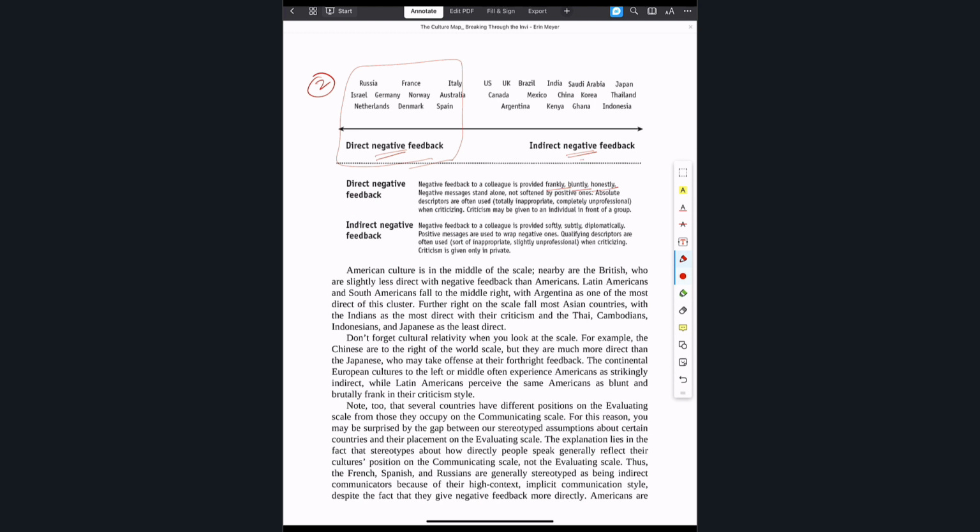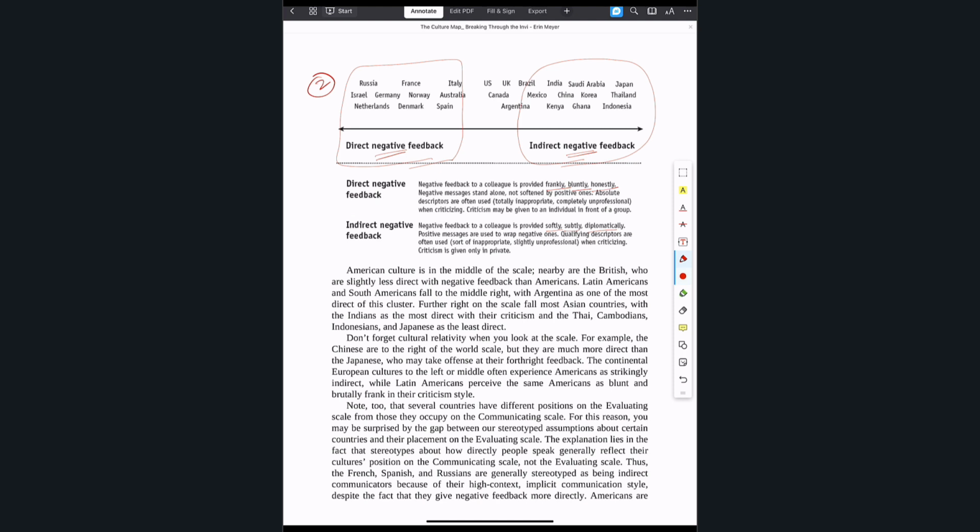Whereas in these countries that are in the indirect way of providing negative feedback, they feel uncomfortable providing straightforward negative feedback. So they tend to be more diplomatic, or they tend to couch their criticism with some superlatives so that the harmony is still preserved, so that you don't upset others, so that you aren't offending the other person. So these are the kind of differences that we see in the indirect negative feedback and direct negative feedback countries.